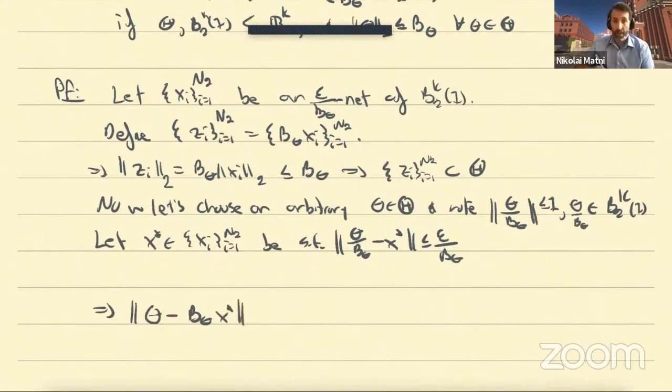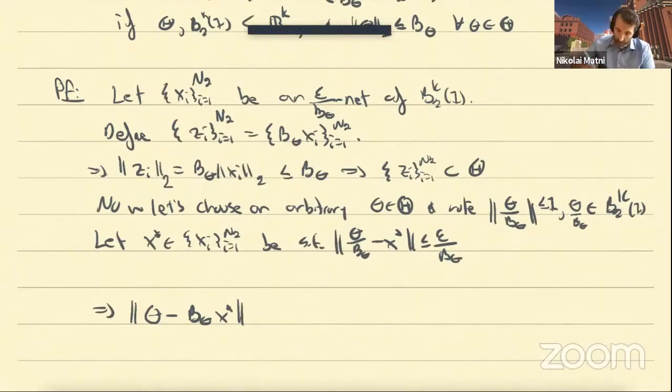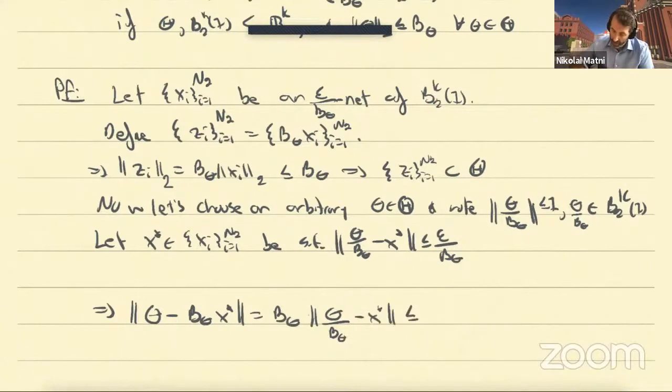And I'm going to claim that this is going to give us the desired bound, because norm of theta times x star is a member of our set Z_i. And this is equal to, I'm just going to pull the norm of theta out, norm of theta times theta over norm of theta minus x star, and that's less than or equal to norm of theta times epsilon over norm of theta, which is equal to epsilon. So we've proved our result. And this is the general recipe for doing these things.